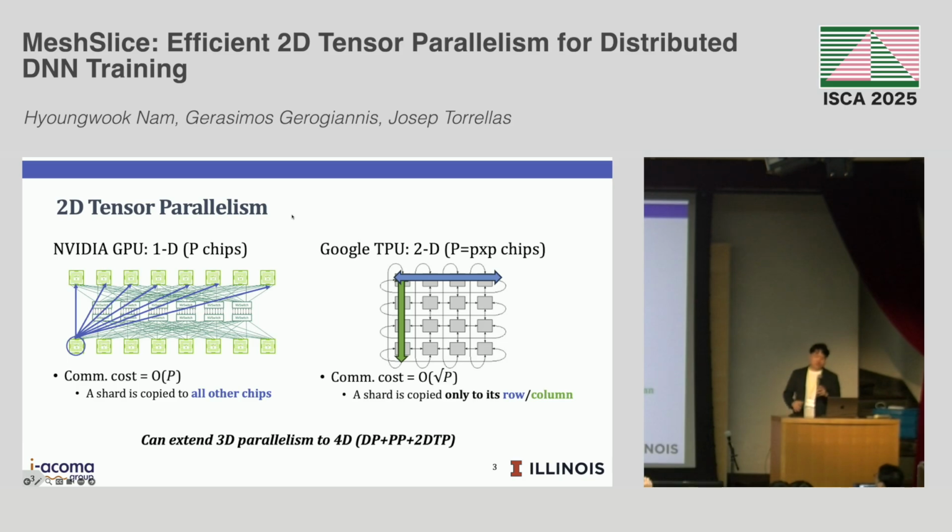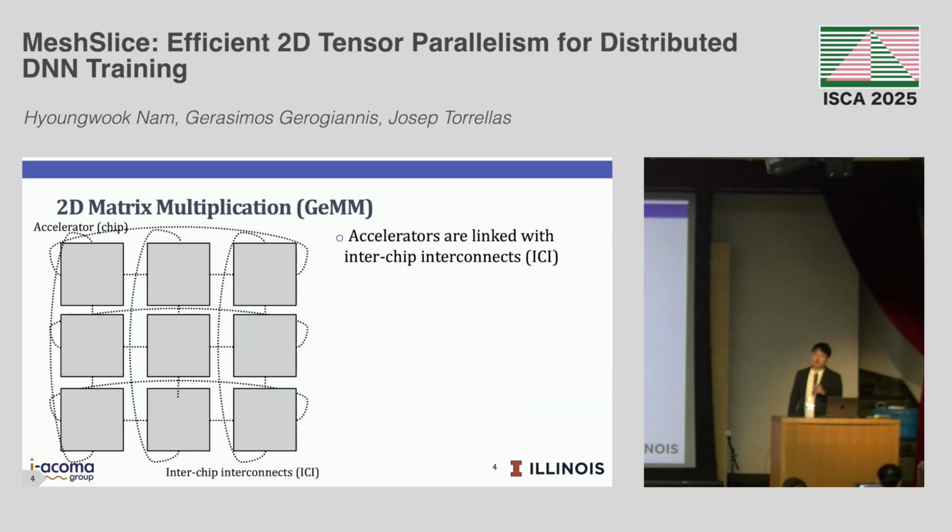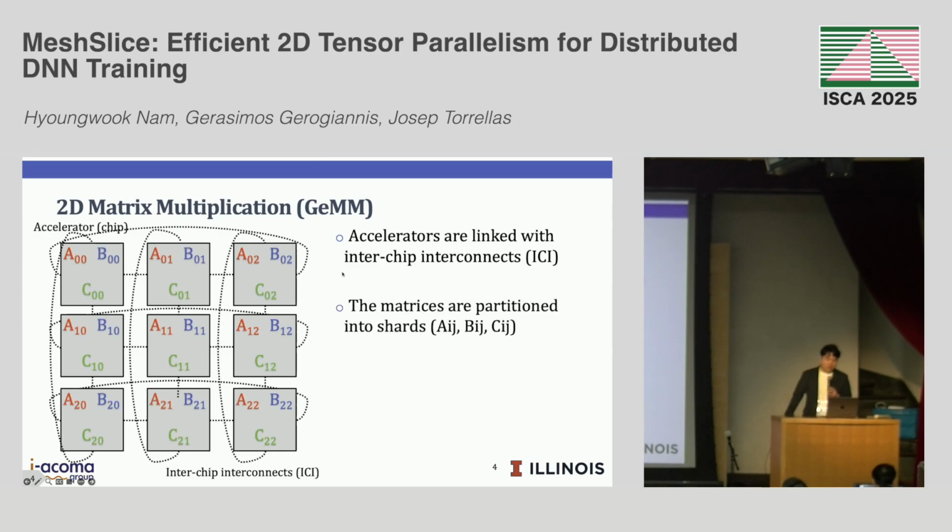The objective here is to use 2D tensor parallelism and expand our 3D cluster to 4D, 2D TP plus DP plus PP, so we have better scalability. The core of 2D tensor parallelism is the 2D matrix multiplication algorithm, or 2D GEM. I'm covering some basics here. The accelerators are laid out in a 2D torus connected with inter-chip interconnects. The matrices are partitioned into shards, and each shard is stored locally in the accelerator memory, like A00 to Z22.